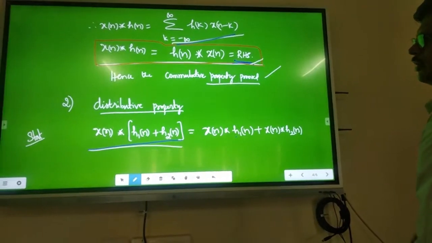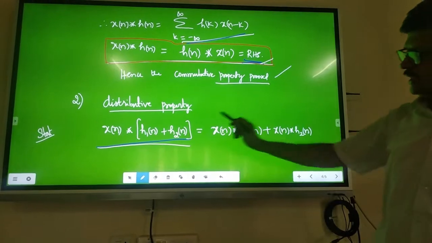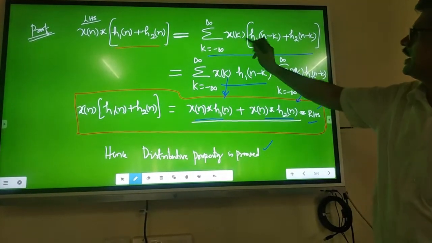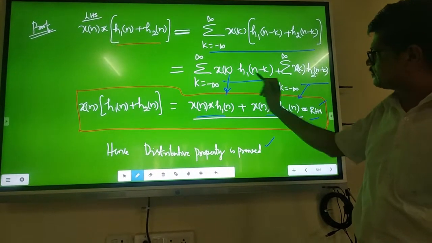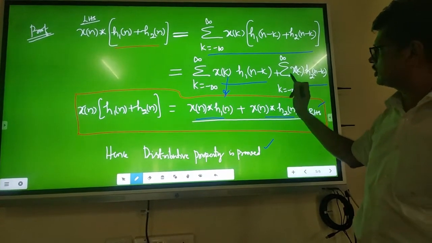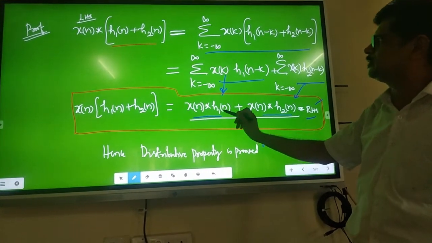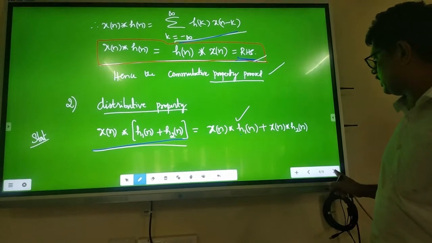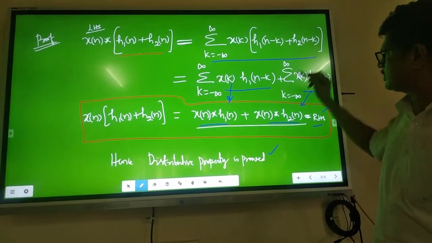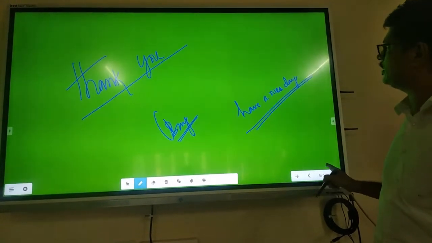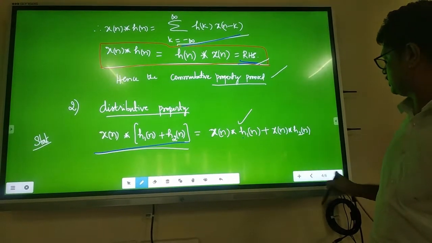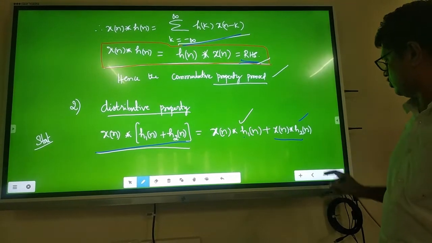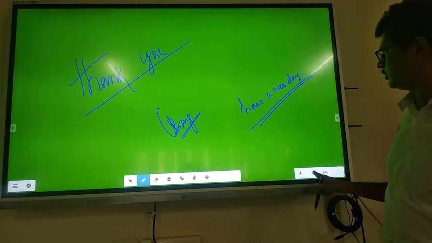What is that? Only two steps. First write the statement. You need three signals instead of two. Then take the LHS, write the standard formula, then split this formula into two summations. One is x of n into h1 of n, which is the first one. The second summation is x of n into h2 of n, which is your second summation. That's all.